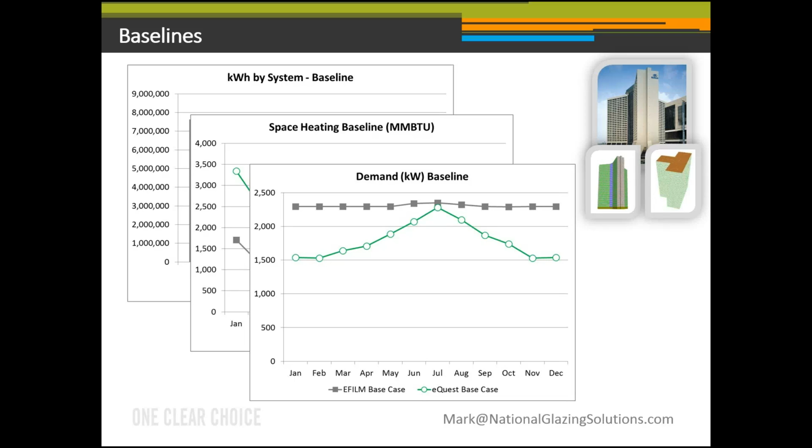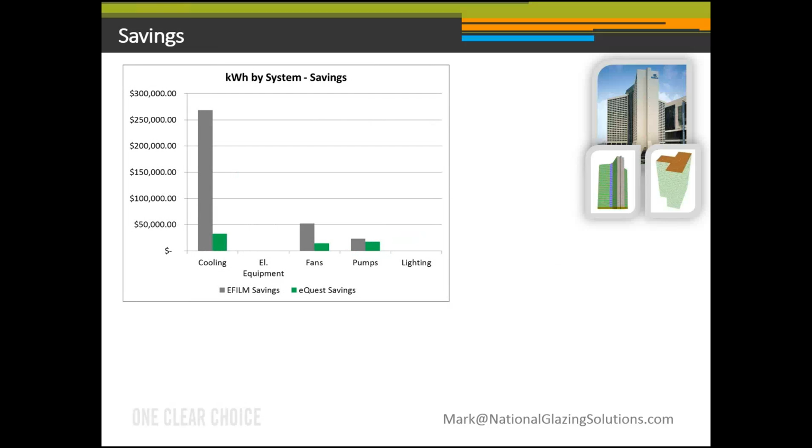These are baseline comparisons without film. How do the simulation options translate into savings? Because at the end of the day, if they both predict a $50,000 a year savings, isn't that okay? The previous slide showed only a difference in baseline consumption, that building without film. This slide focuses on improvement or savings. This slide answers the question whether they predicted different savings regardless of their different baseline.